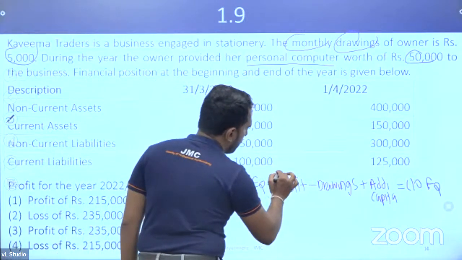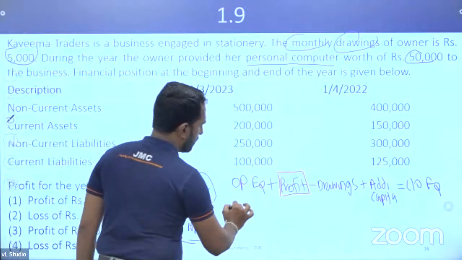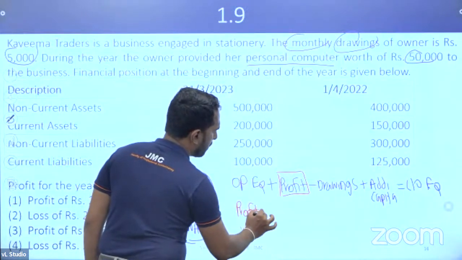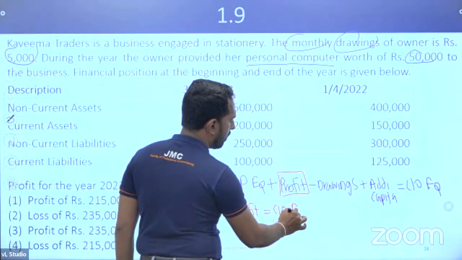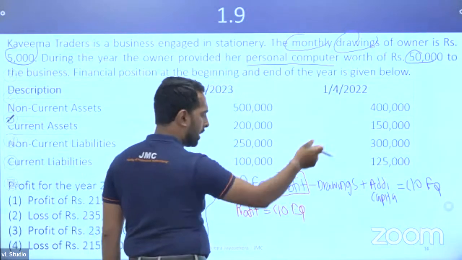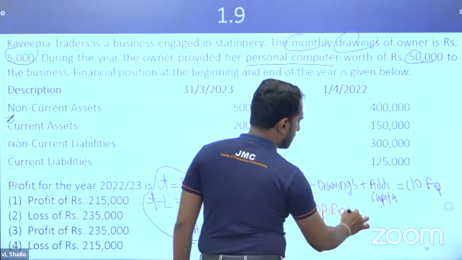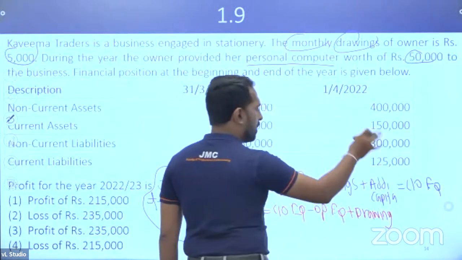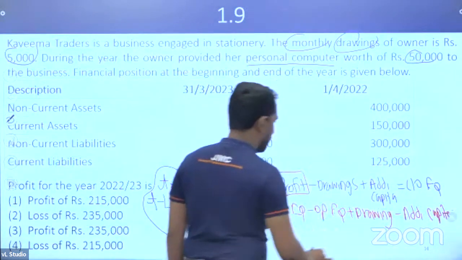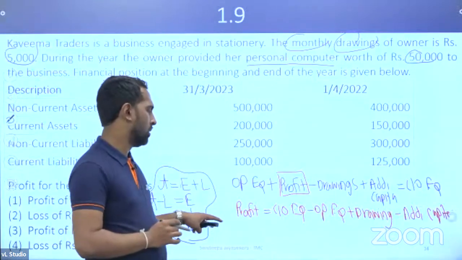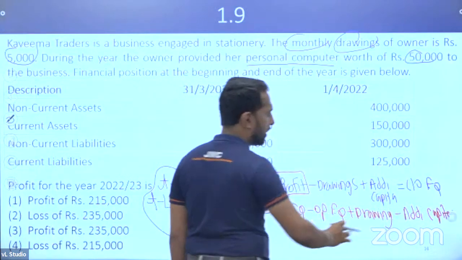Now we are going to isolate the profit here. Let me keep the profit on one side and take all the other items to the other side of the equation. Here we have the closing equity. Opening equity, when you take it to the other side, becomes minus opening equity. Drawings become plus drawings. Additional capital becomes minus additional capital. So this is what we call the profit equation: profit equals closing equity minus opening equity plus drawings minus additional capital.